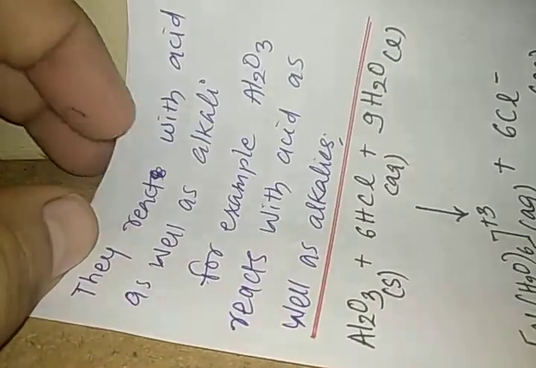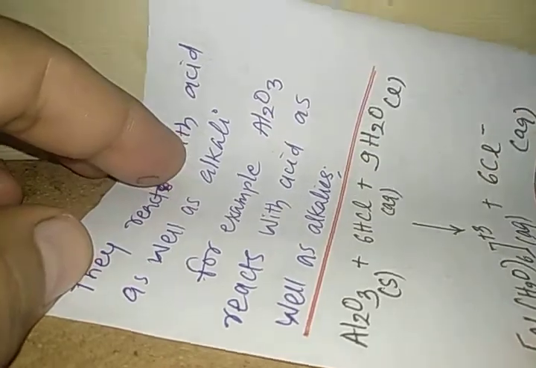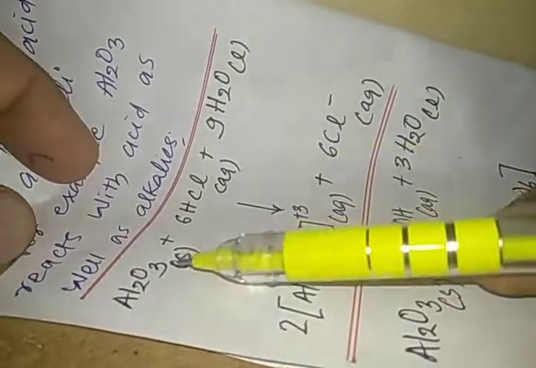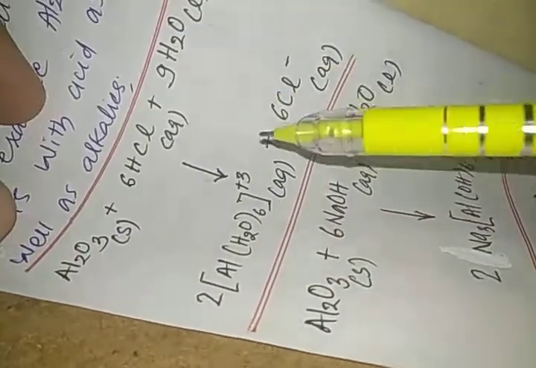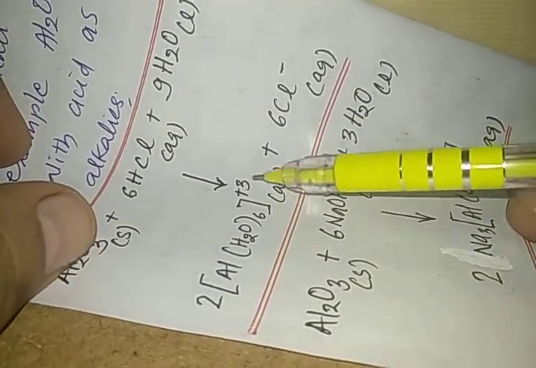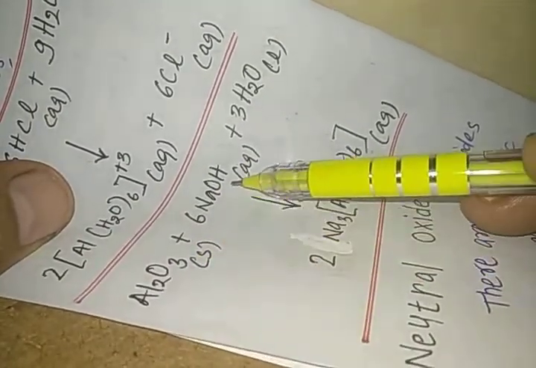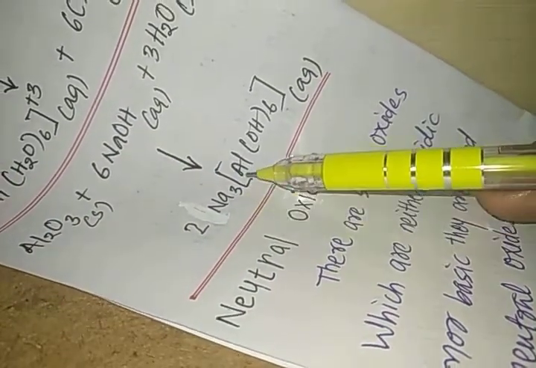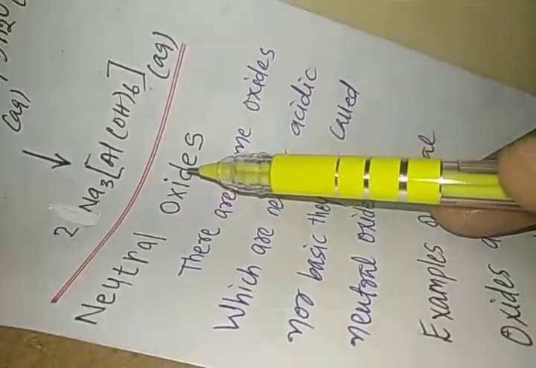Such amphoteric oxides react with acid as well as alkali. For example, Al2O3 reacts with acid as well as alkali. You can see here Al2O3 reacts with HCl, which is an acid, in the presence of 9H2O. It produces a complex [Al(H2O)6]3+ and 6Cl-. Or you can see that Al2O3, when it reacts with the alkali sodium hydroxide in the aqueous medium, produces Na3[Al(OH)6] kind of complexes. So this is how we can study the amphoteric oxides.